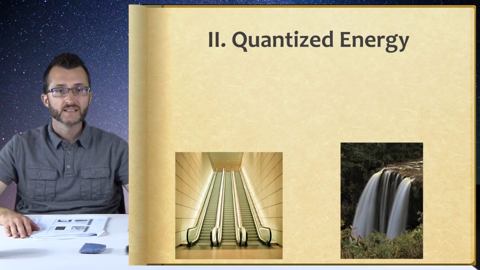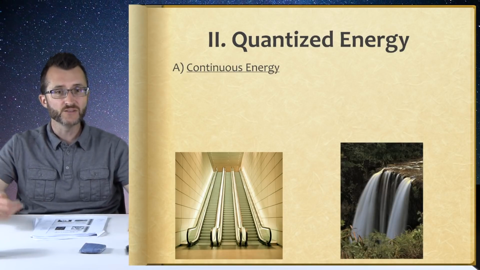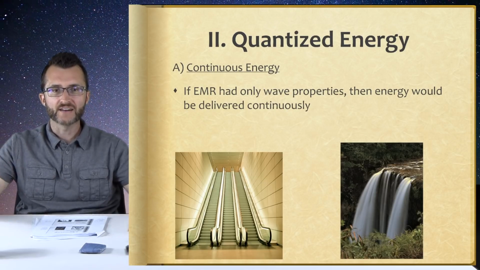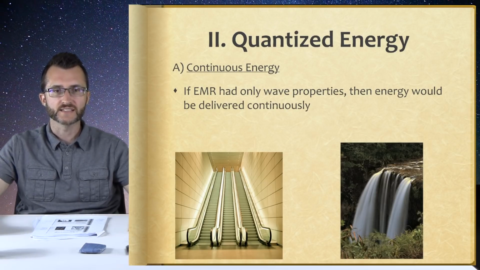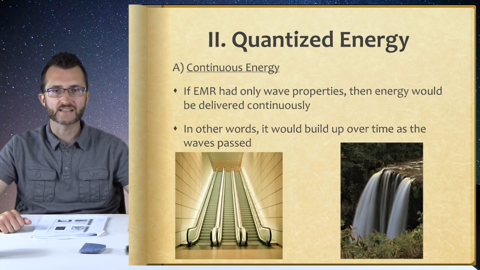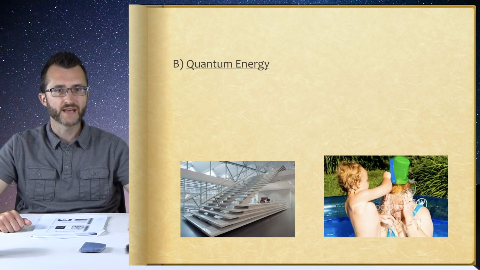Quantized energy. Let's begin by talking about continuous energy. If EMR had only wave properties, then energy would be delivered continuously. In other words, it would build up over time as the wave passed. Now this continuous delivery of energy can be thought of like an escalator or a waterfall, where it's constant, it's smooth, and it's continuous.